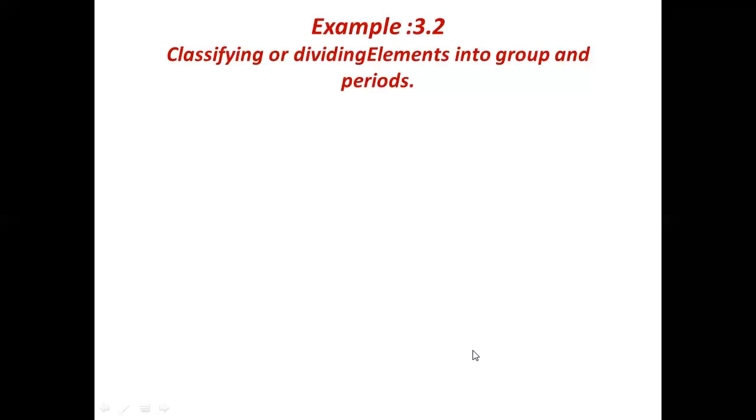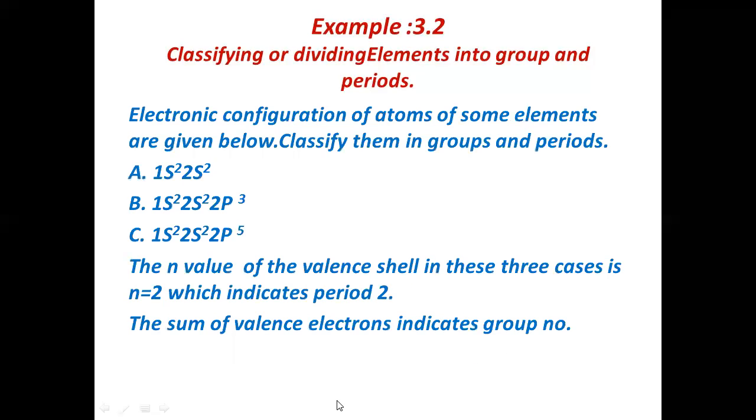Example 3.2, classifying elements into groups and periods. First of all, we have A, 1s2, 2s2; B, 1s2, 2s2, 2p3; and C. In the A, B, and C cases, the outermost shell is 2, so the n value in all three cases is 2, which indicates they are present in period number 2. Although the group numbers are different, the period number is the same, and the sum of valence electrons differs, which indicates the group number.